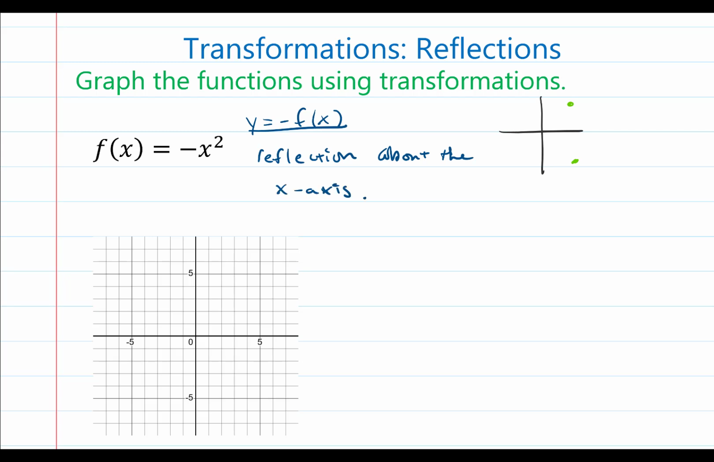So let's look at our example of f of x is equal to negative x squared. Let's start by graphing the parent function. The parent function without any transformations is y is equal to x squared. Making a t-table, I would get the ordered pairs of negative 2, 4, negative 1, 1, 0, 0, 1, 1, and finally 2, 4. Graphing this, we have a U-shaped curve or a parabola.